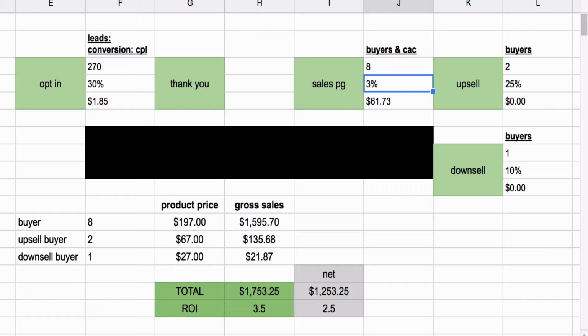So what I did down here is I just took the 8 buyers that we had here, and the 2 buyers we had here, and the 1 buyer we had here, and I just attached some, again, completely arbitrary prices to let you understand how this works.